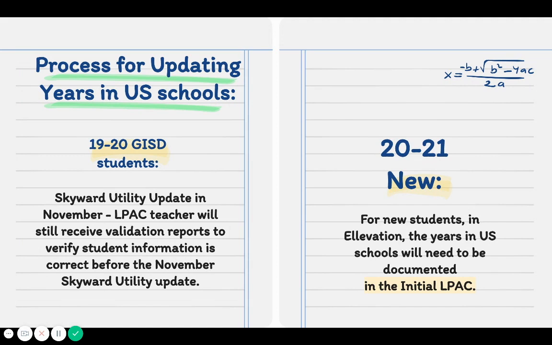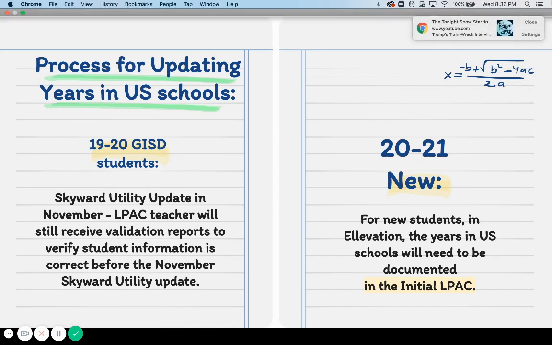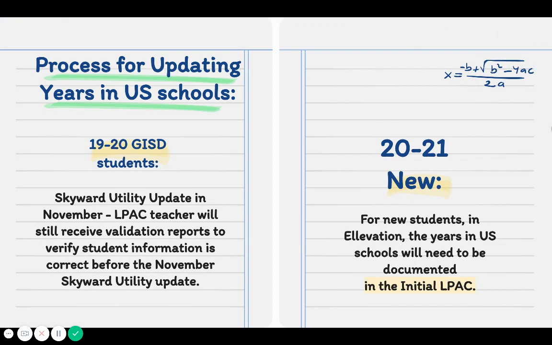From this point on, from the 2020-2021 school year, Skyward will read information from Elevation and make sure to update it every school year from then on, so that when you are asked for years in U.S. school for your students, that information is readily available to everybody.